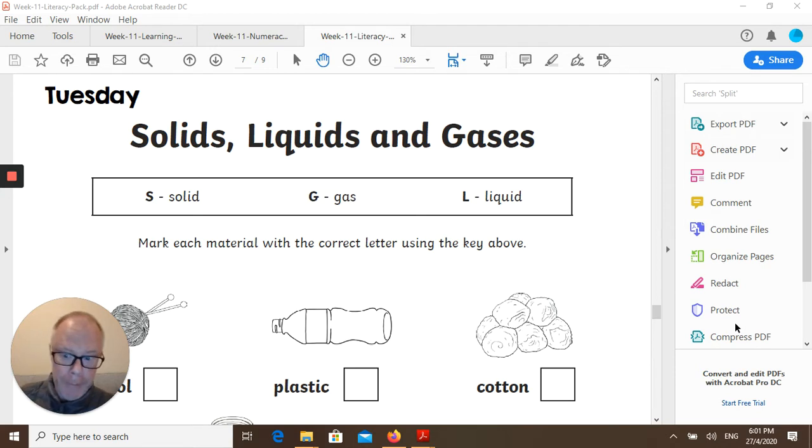So we've got a brand new topic for science, or not brand new science topic for topic. Whatever, you get what I mean. We've got a brand new science topic. We are looking at something called states of matter.